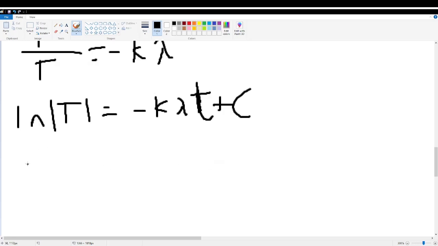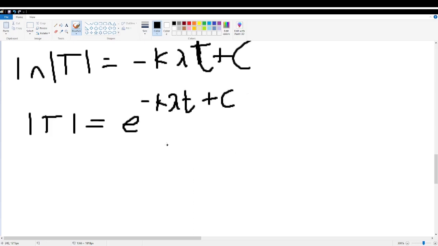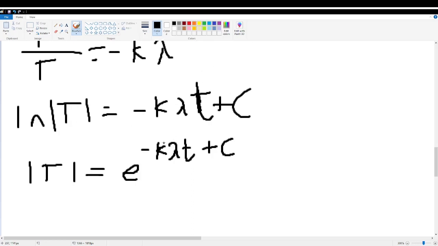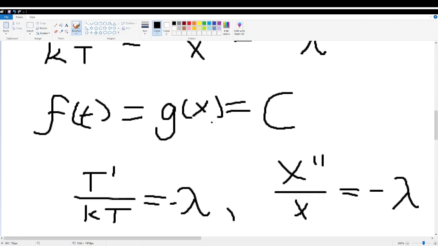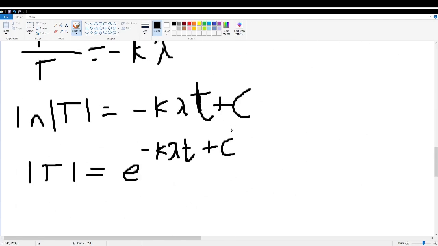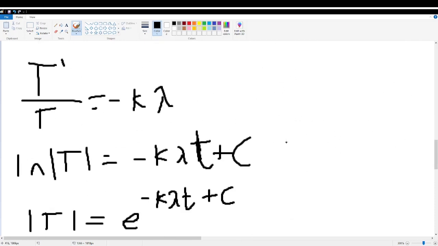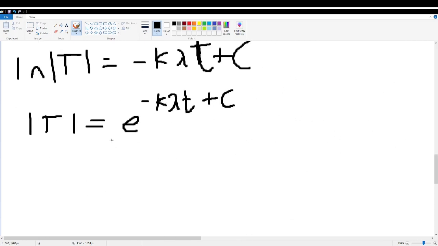Now if we exponentiate both sides, we get the absolute value of T is equal to e to the negative k lambda t plus c. Now, word of caution, you can't combine these constants because k is defined by the problem, and lambda is constrained by another equation. So we can't just merge lambda as an arbitrary constant because then we would be changing this equation. We can't do that. However, we can do that with c.